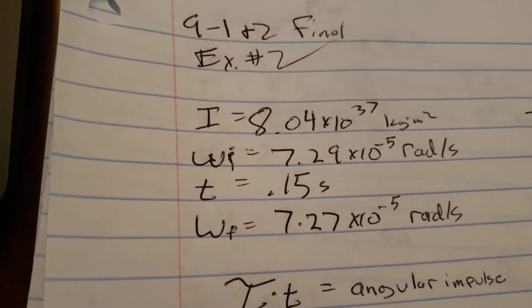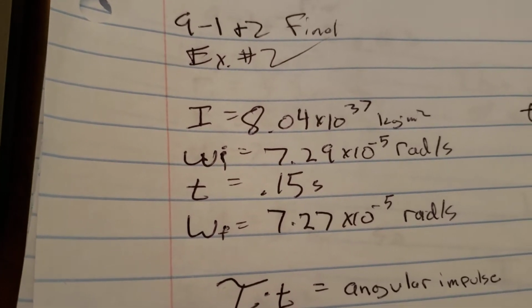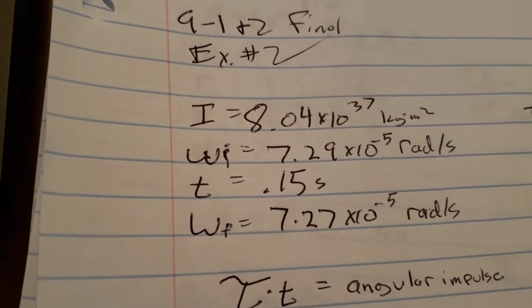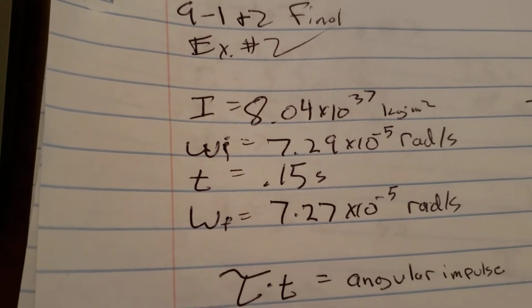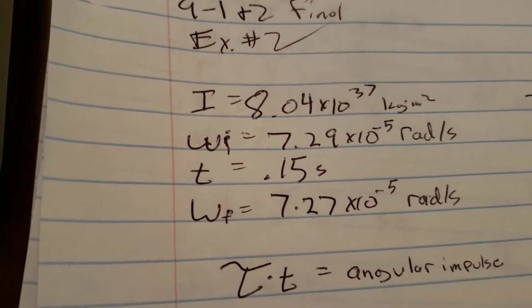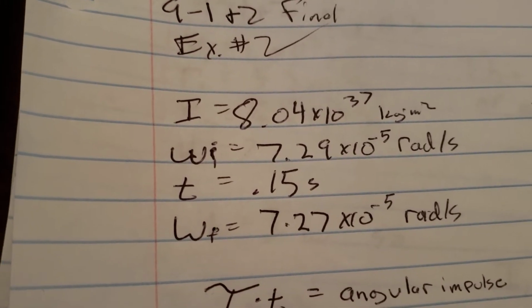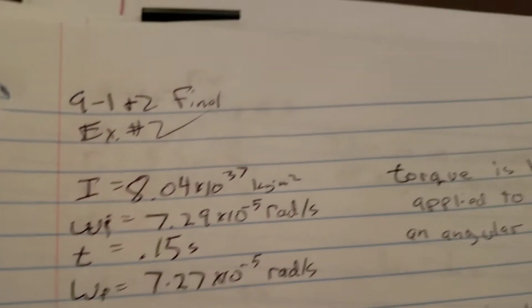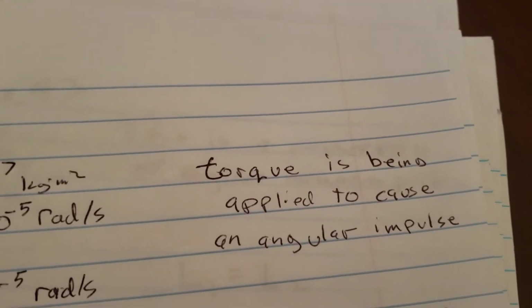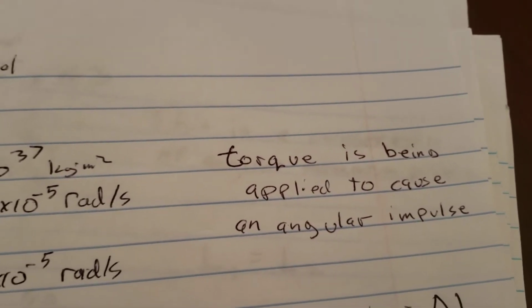Our initial angular velocity is 7.29 times 10 to the minus 5th radians per second. The amount of time that the torque was applied was 0.15 seconds, and the final angular velocity is 7.27 times 10 to the minus 5th radians per second. Torque is being applied to cause an angular impulse in this case.